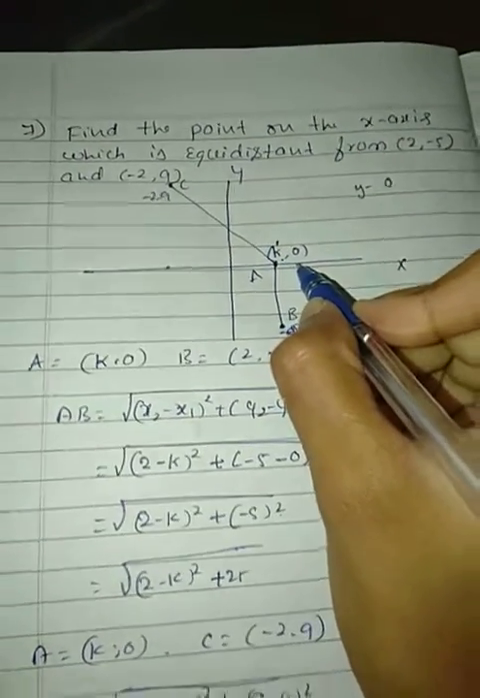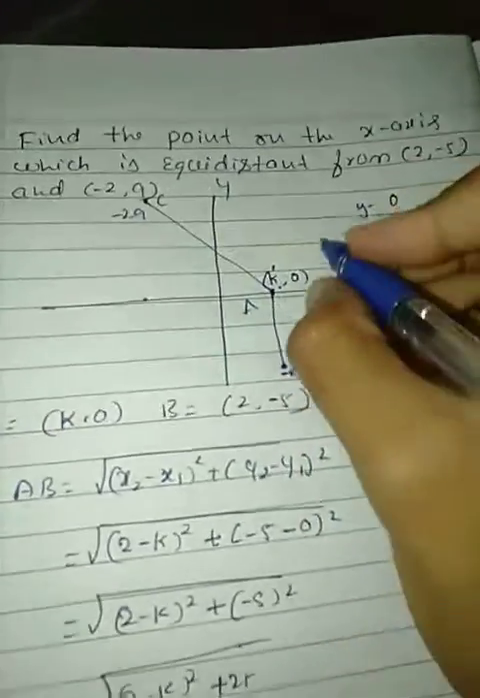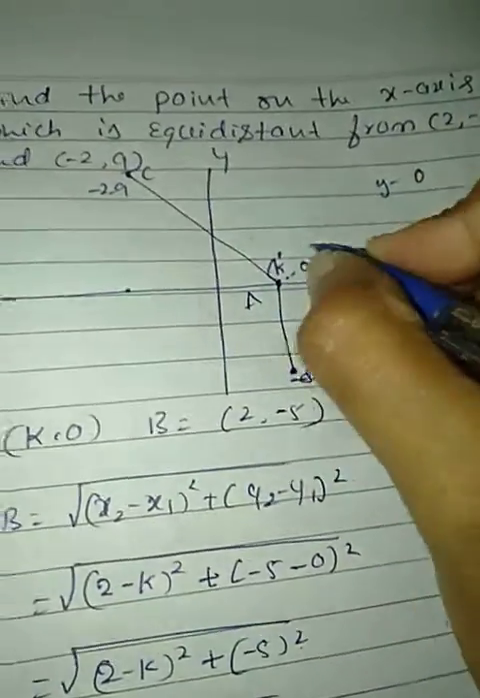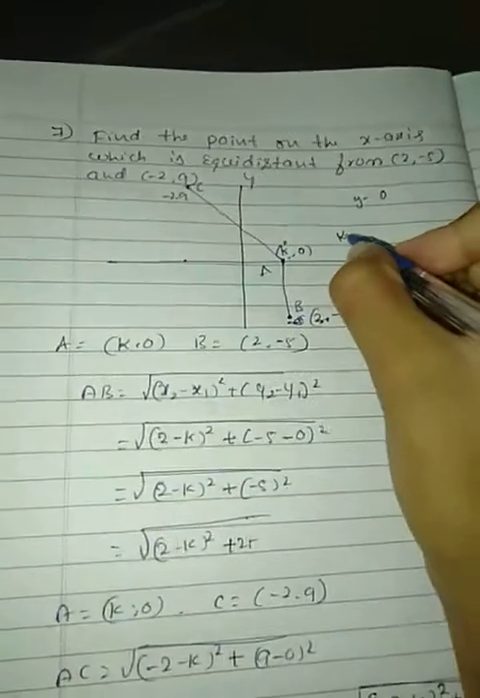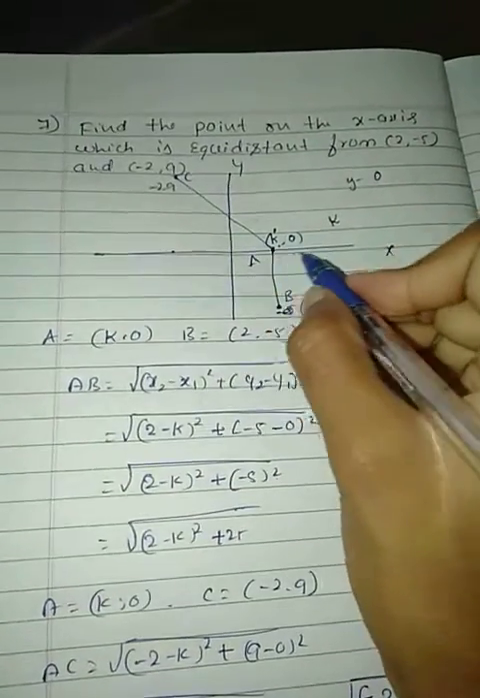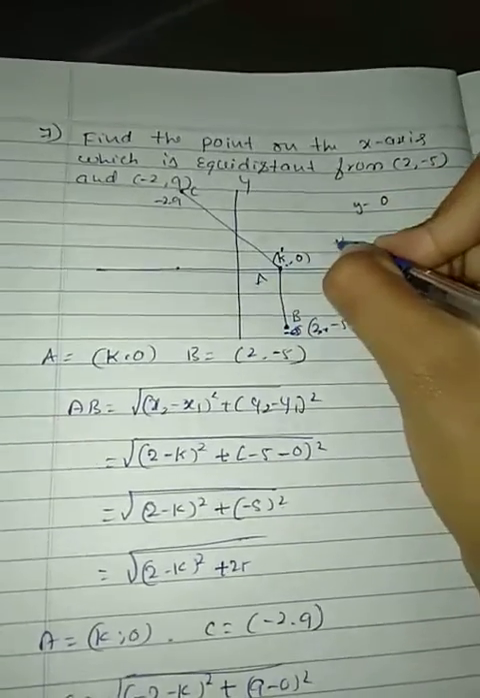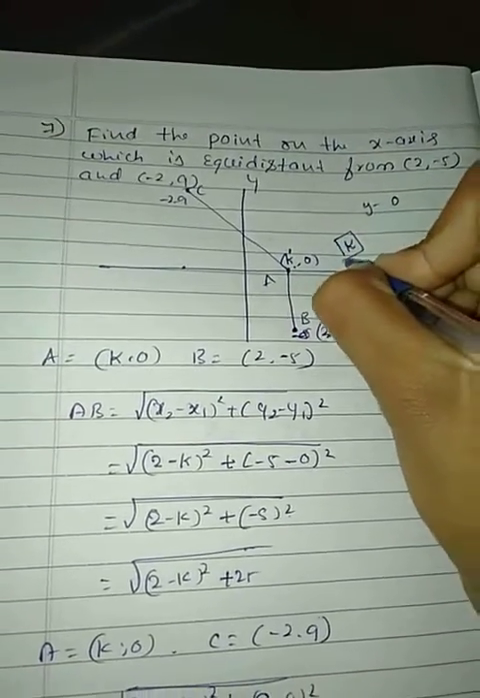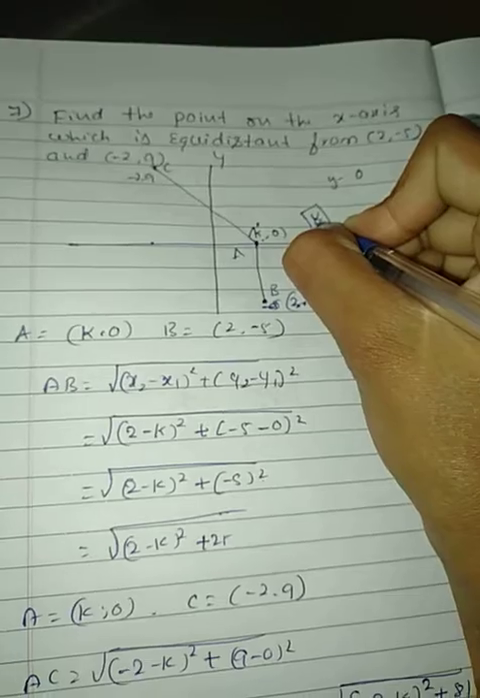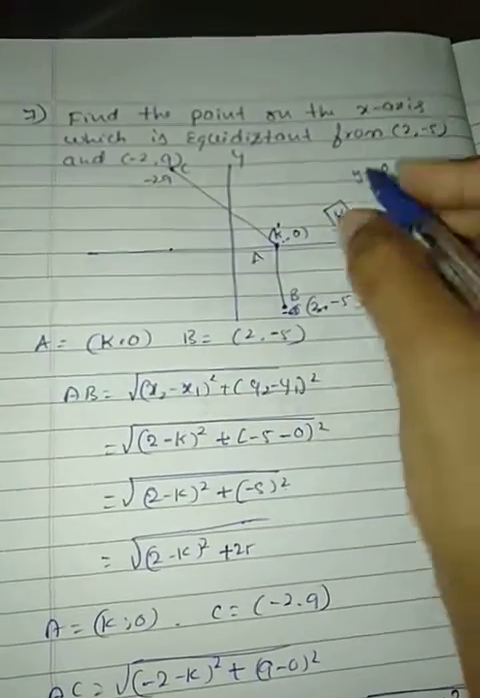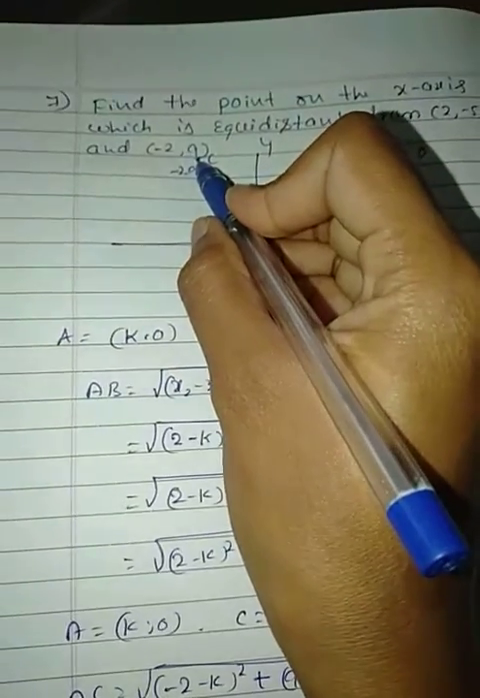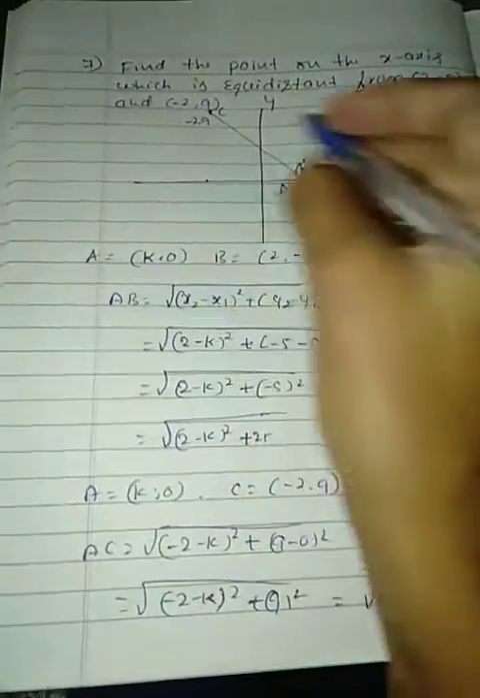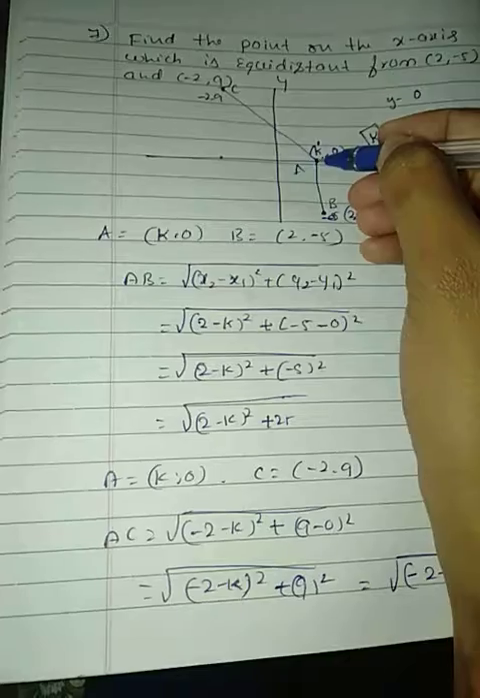We don't know which point, because of that reason we took it as K. Okay, K is a point which lies on the x-axis. We have to find out the value of K. This point is located at equal distance from (2, -5) and (-2, 9). Okay, so consider the first point, this is A.